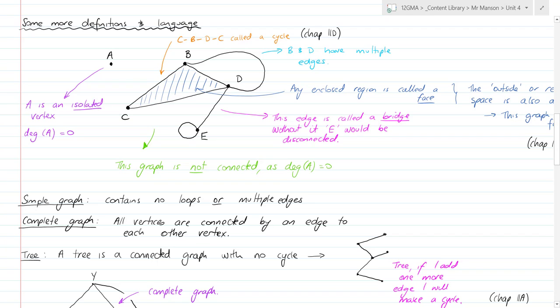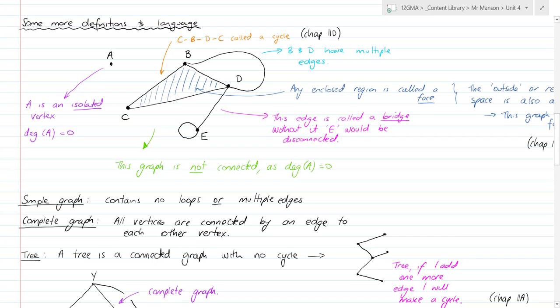Any enclosed region on a graph is called a face. This will be really important when we get to Euler's formula in a couple of lessons. So this enclosed region is a face. This graph has three faces, three internal faces. It actually has four faces. The fourth face is the outside, everything else. So there is a face at E, a face here, and then just the extra face, the stuff on the outside.